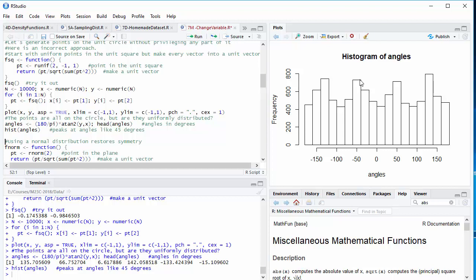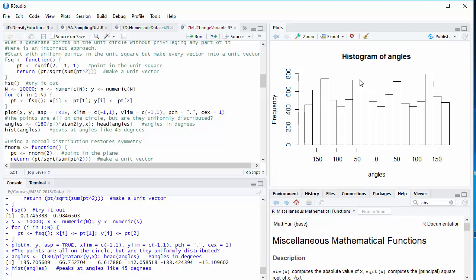And when you think about it, that's obvious. That's heading off in the direction of one of the corners of the square, and we get more points in the square at those polar angles than at angles like 0 degrees and 90 degrees. How can we fix this?